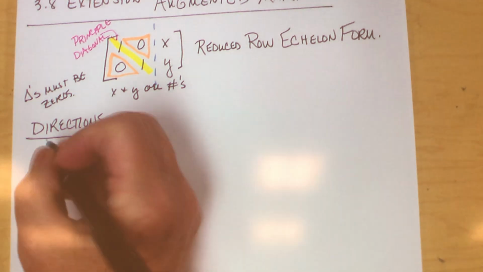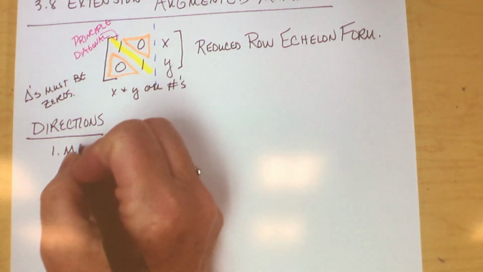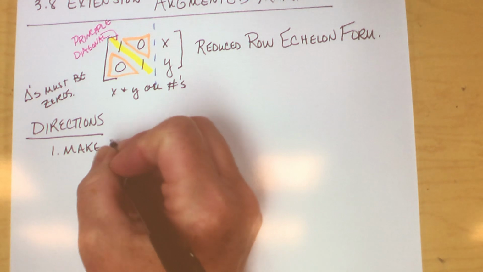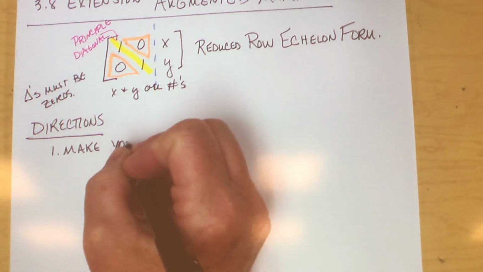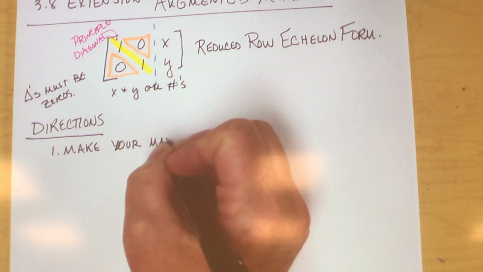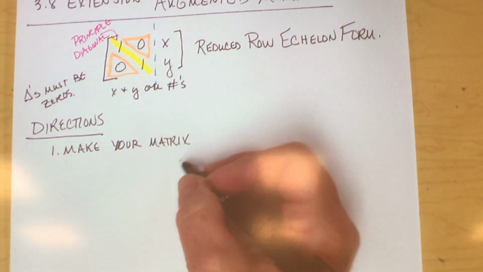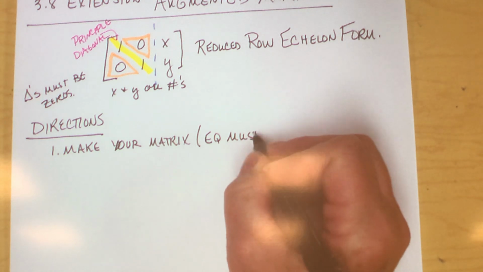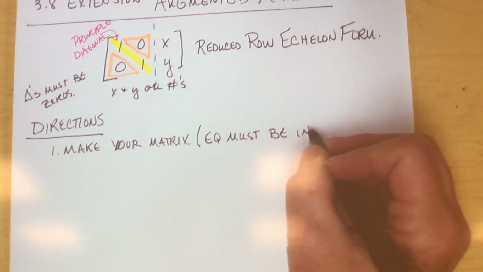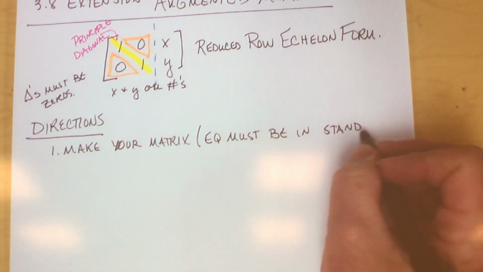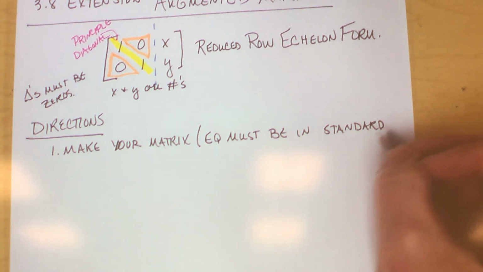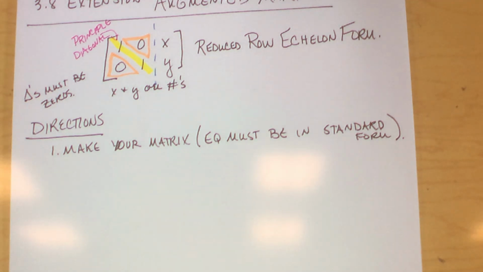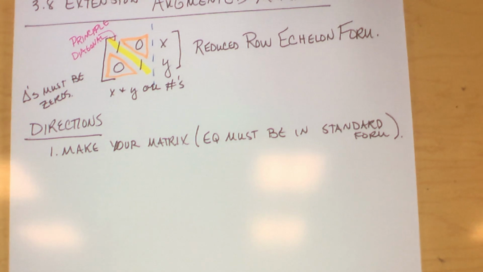All right, so number one, you're going to make your matrix. And that's not going to be hard. That'll be a breeze, okay? You're going to make it from your equations. Your equations must be in standard form. If they're not in standard form, you're going to put them in standard form.